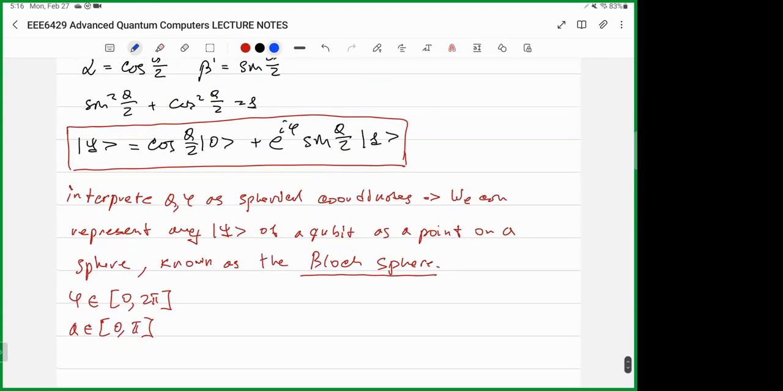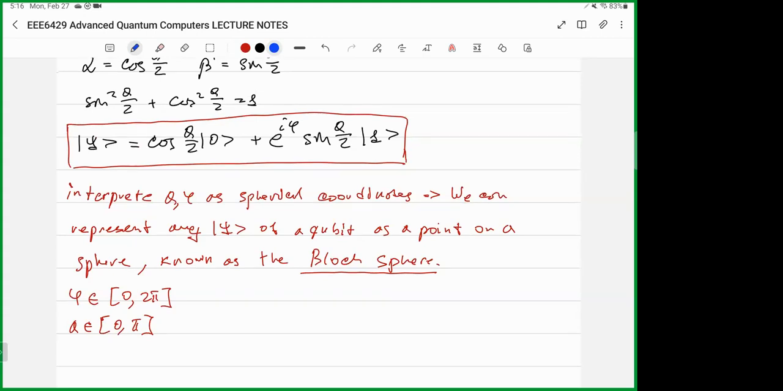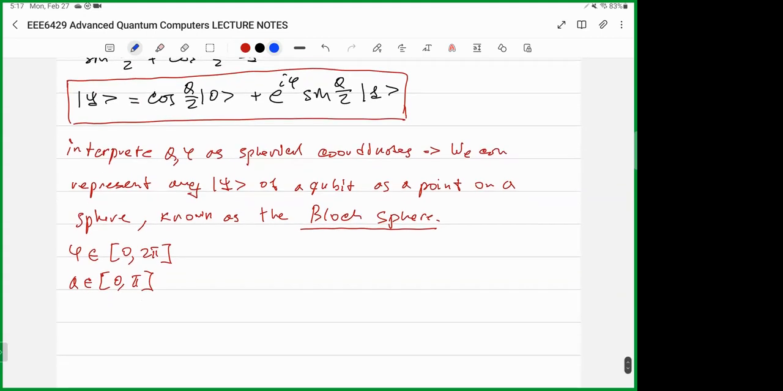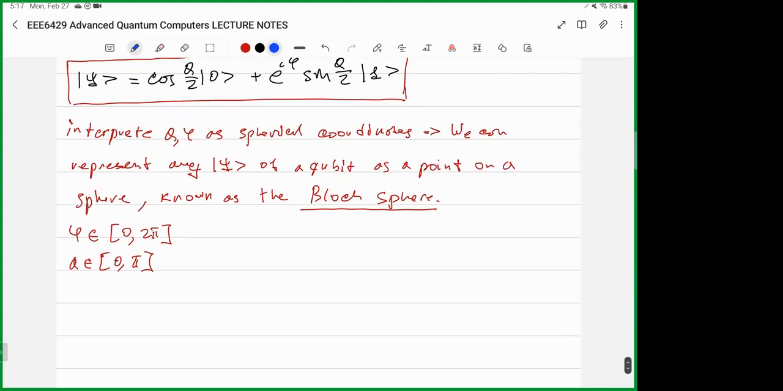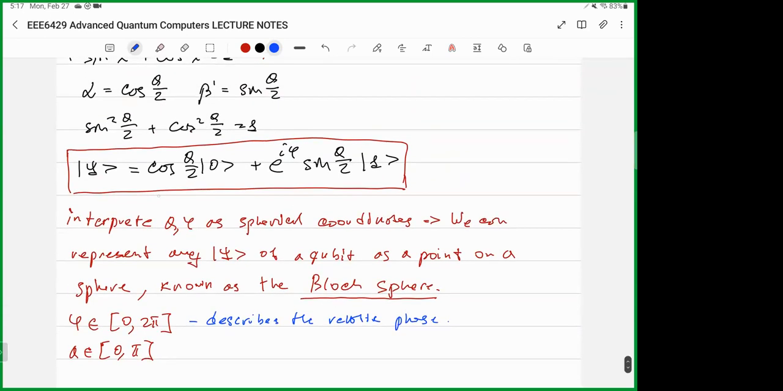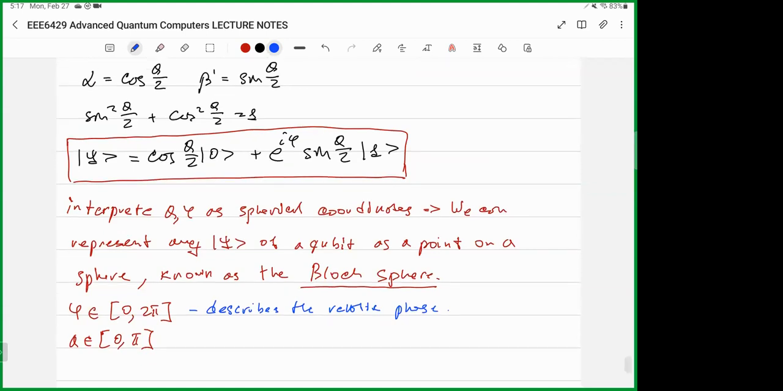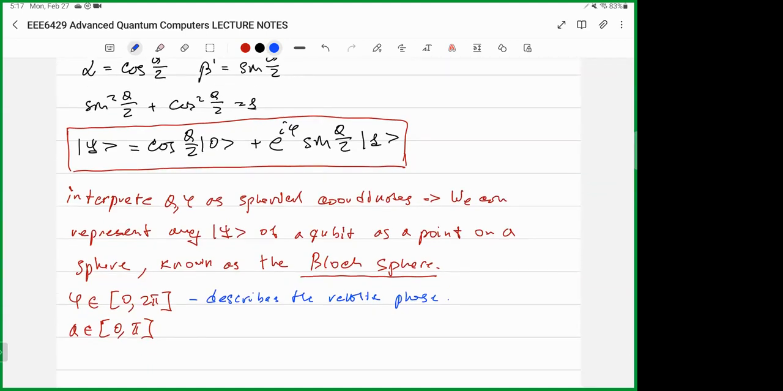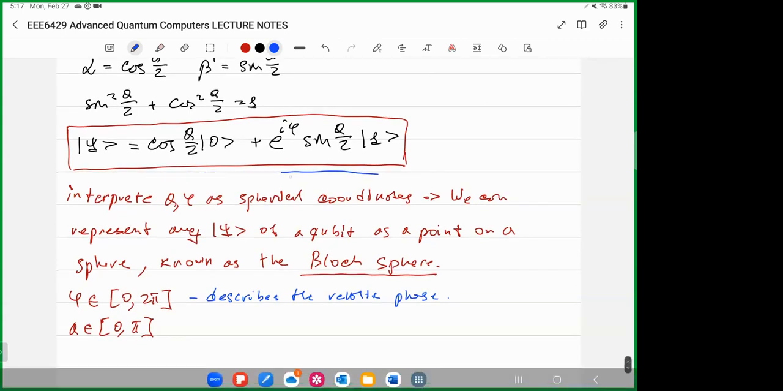And as we can see from this expression, this phi describes the relative phase. Relative phase between basically this term and the second term. If you count the phase from the first term here, then the phase of the second one will be the relative phase between the two.